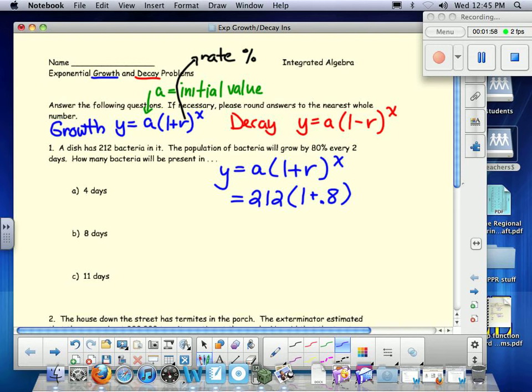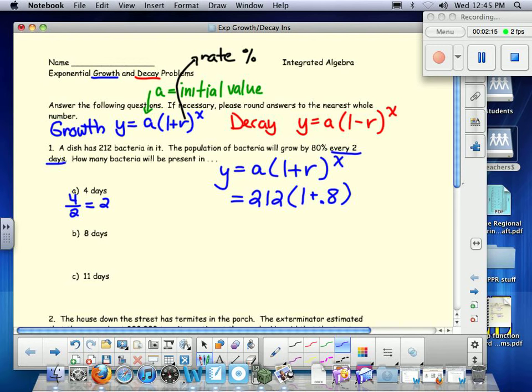Would the x be 2? No, it's growing every 2 days. So it takes 2 days to complete one cycle. So in 4 days, how many cycles have been made? 2, because you did 4 divided by 2.